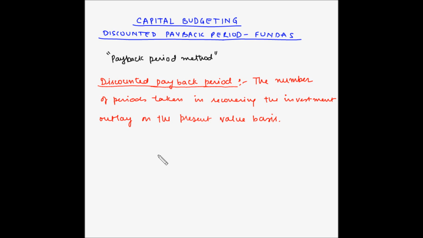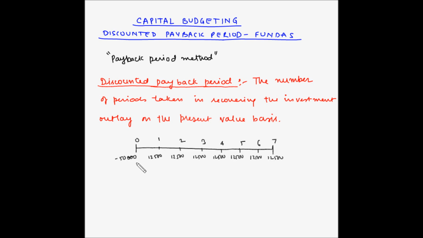In the video for payback period method, we saw an example with the following cash flow. So the investment outlay is 50,000 rupees and the cash inflow for the next 7 years is 12,500 at the end of each year. Now, upon adding the cash inflow of 12,500 for 4 years, we got a total of 50,000, which meant that in 4 years, our original investment outlay will be recovered. So our payback period in this case was 4 years.